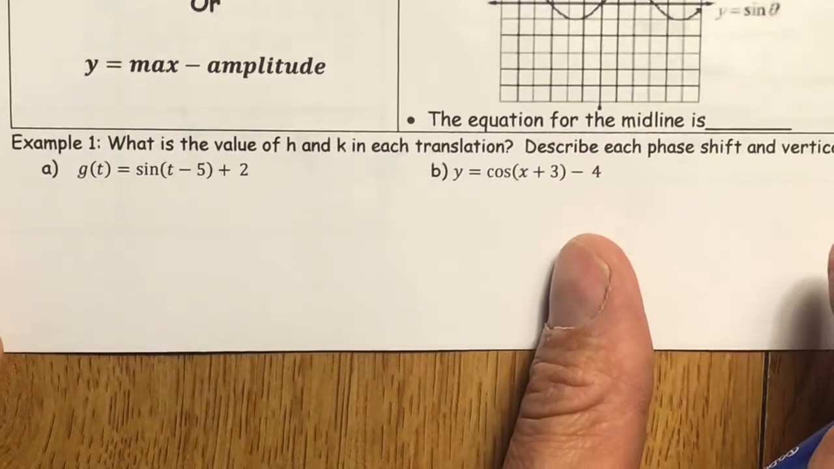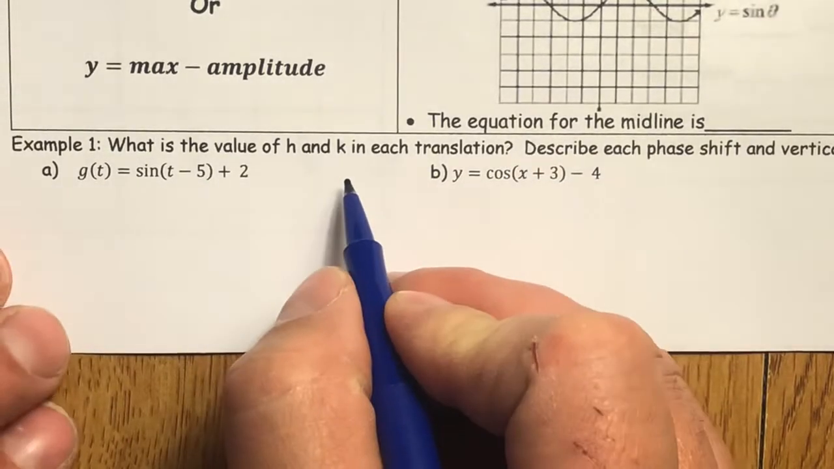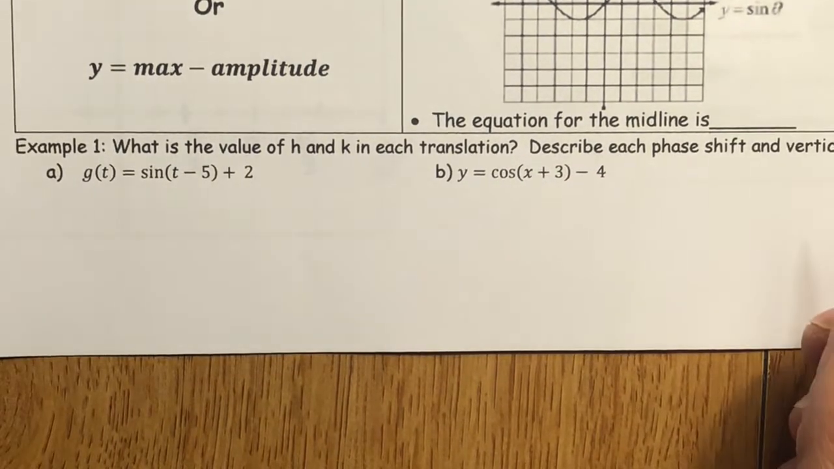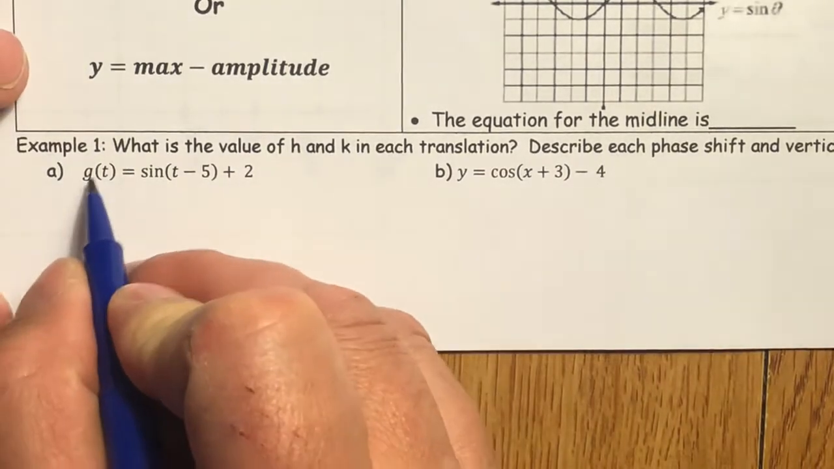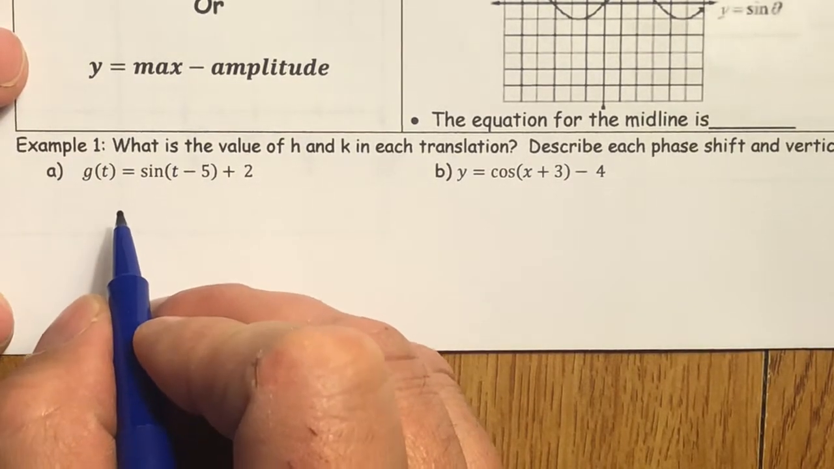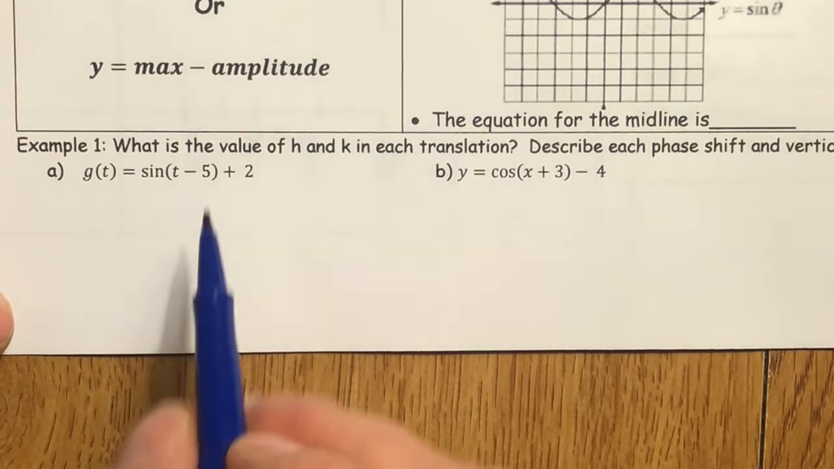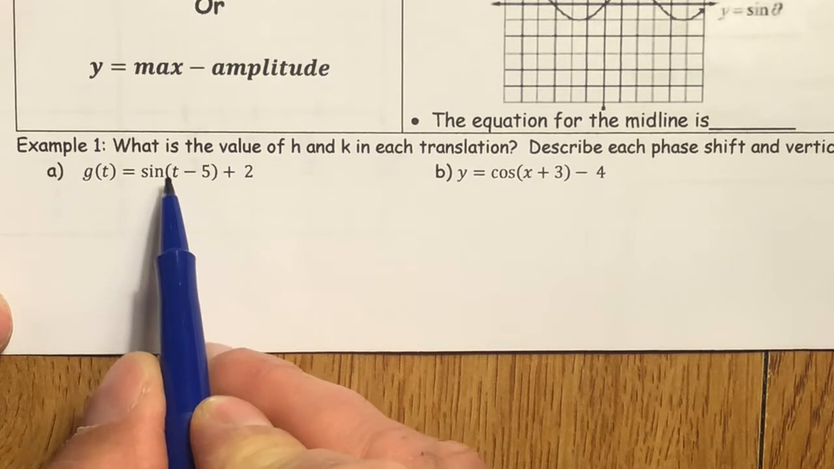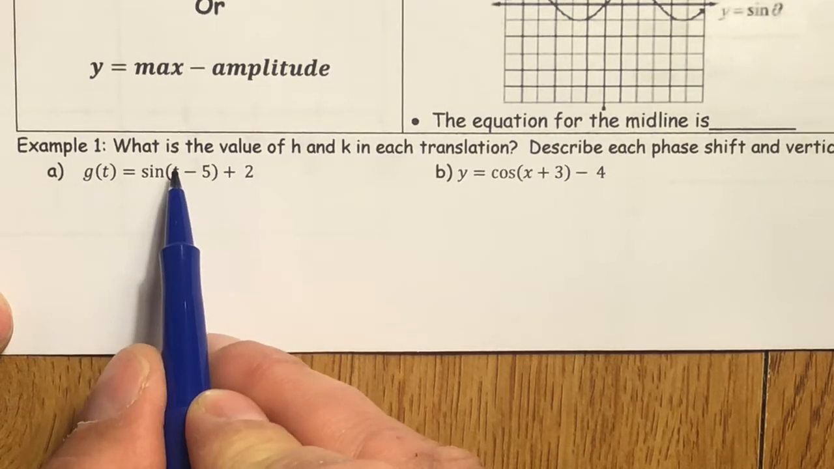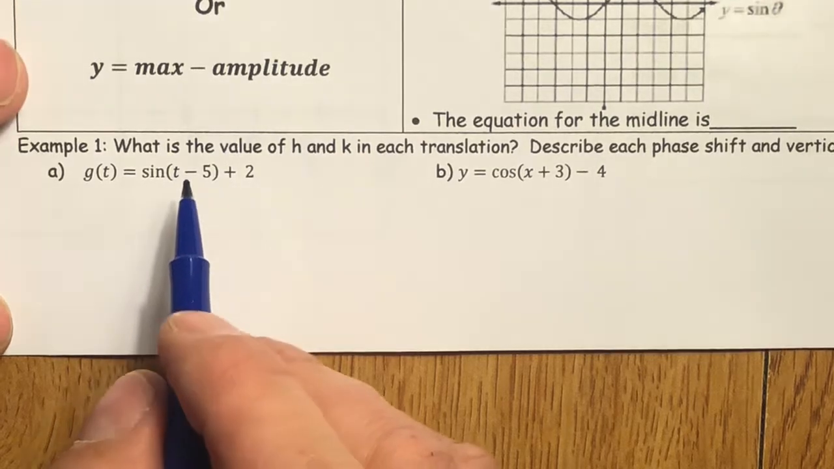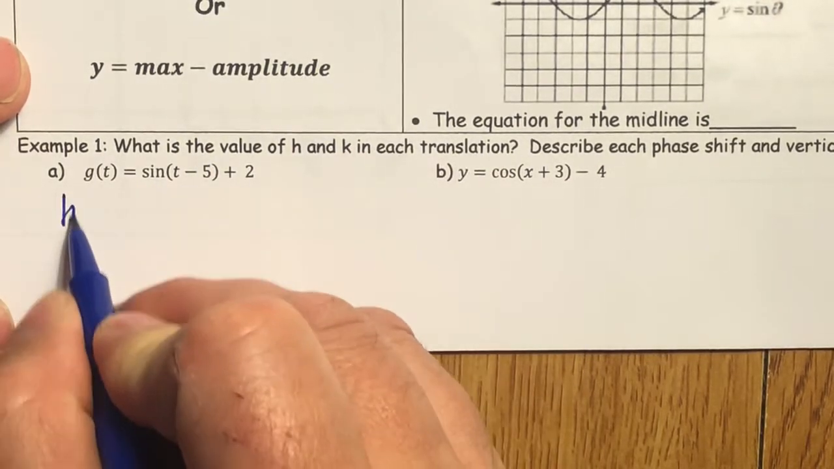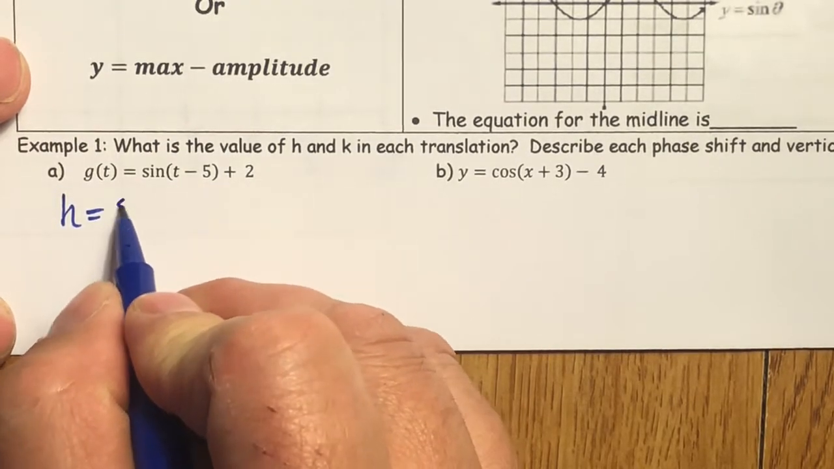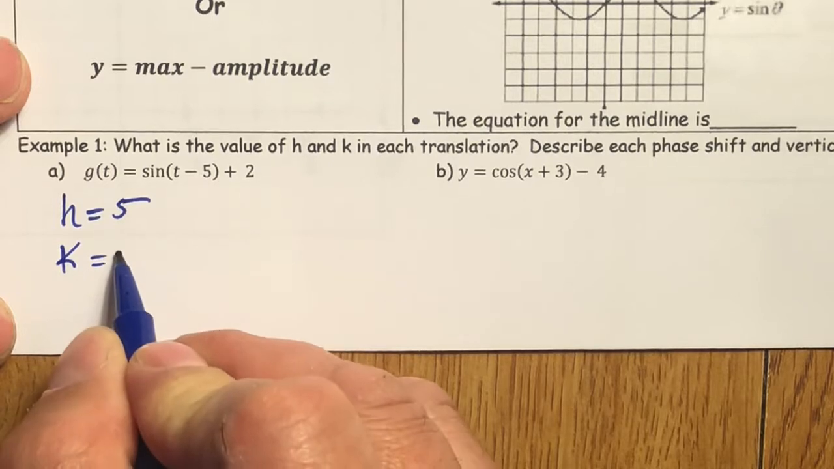Example number 1. What is the value of h and k in each translation? Describe the phase shift and the vertical shift. If we're given this equation, g of t equals the sine of t minus 5 plus 2. A lot of times they'll put theta, they'll put x, they'll put a variable. They all mean kind of the same thing. So in this case, h is equal to 5, and k is equal to a positive 2.